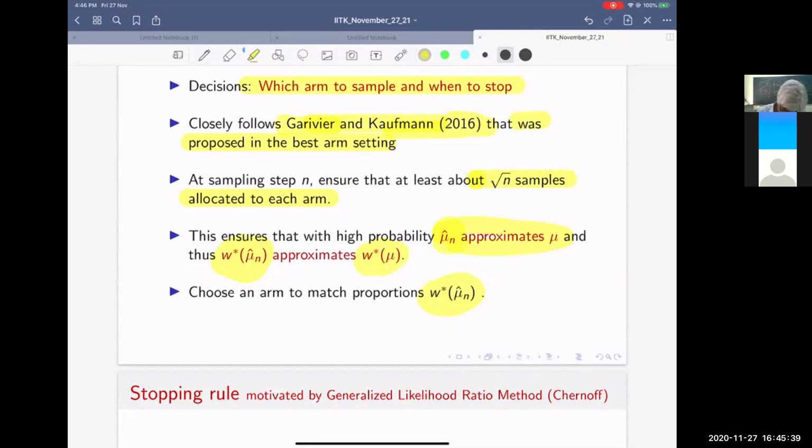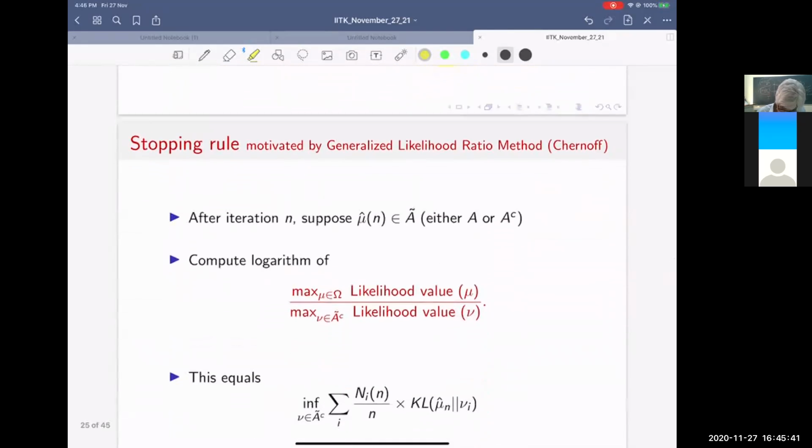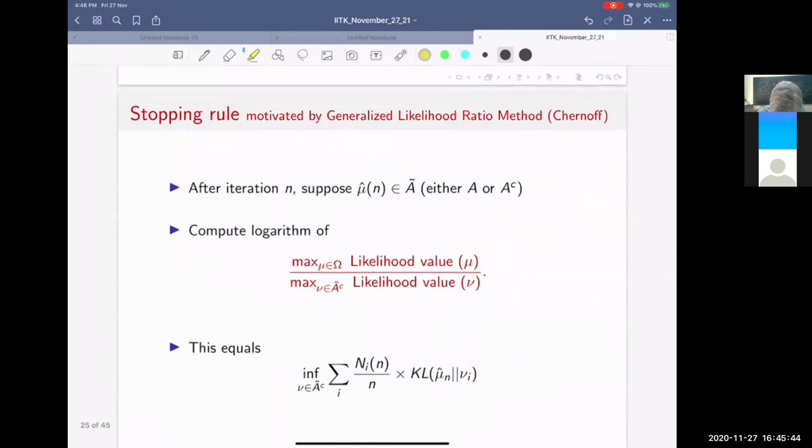It's very good that you're matching the weights which the lower bound is telling you to. When do you stop? So the stopping rule is as follows, and this is motivated by the generalized likelihood ratio method, which goes back to Chernoff. It's used in hypothesis testing. What you do is, at any iteration n, your mu hat n lies in some set A tilde, either it's A or it's A complement, we don't know.